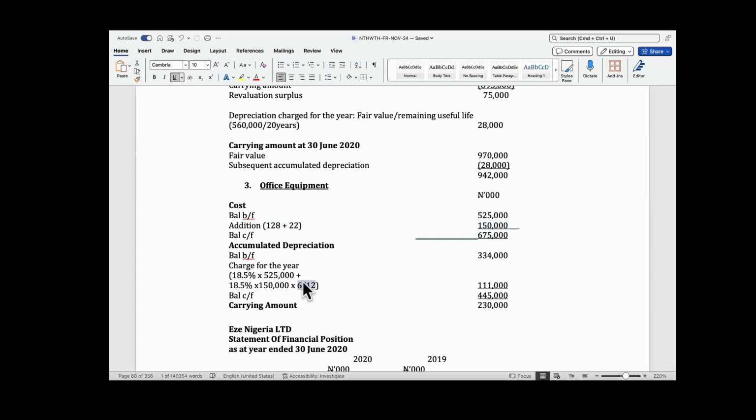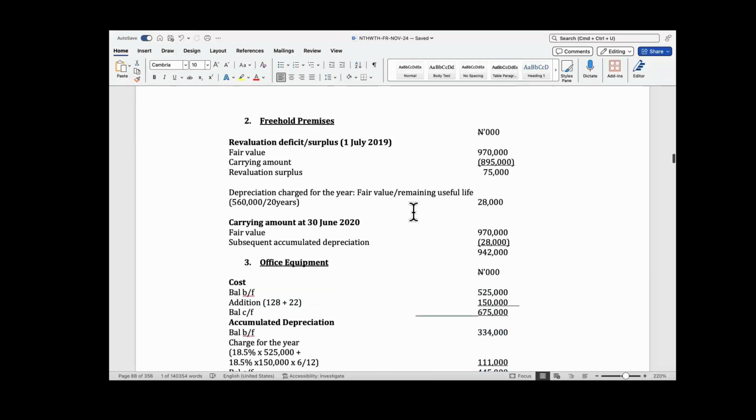So if you punch your calculator on all of this, 18.5% of 525, whatever you get, add it to 18.5% of 150 times 6 over 12, it gives you this. By the time you add this, you get your depreciation at the end of the year. Where we are going is the carrying amount, which is the cost, 675, minus the accumulated depreciation gives me carrying amount. And that is all for this correction.